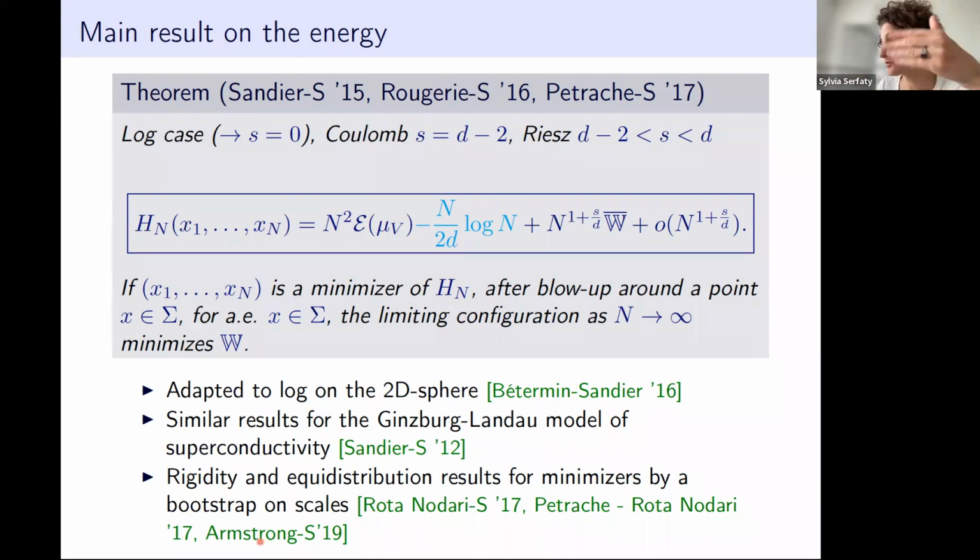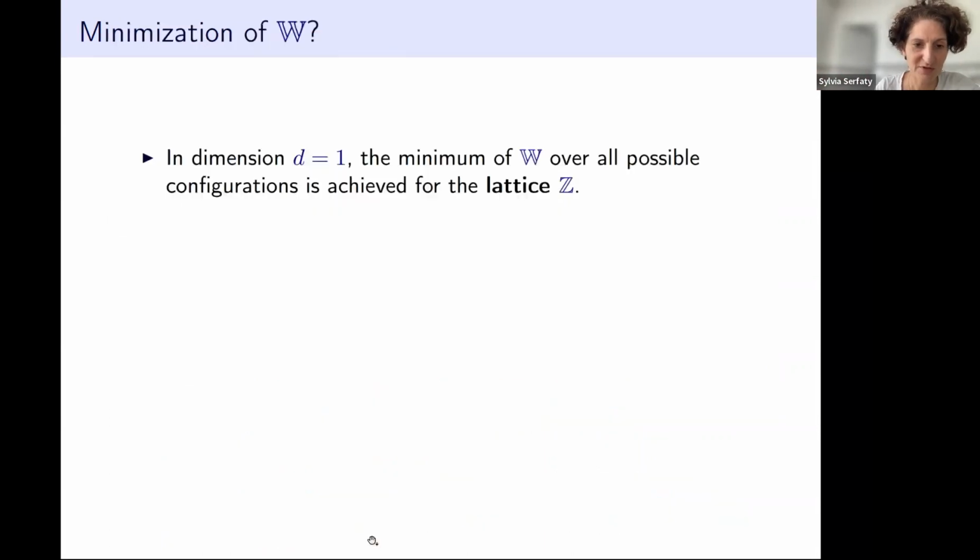And so this leads us to a new question: minimize this W. If you want to minimize the energy, you zoom and you see configurations in the limit, which should minimize a certain W. So what do we know about the minimization of W? Well, we should expect the points to be well distributed. This was the starting idea.